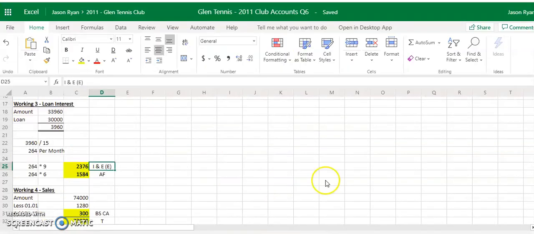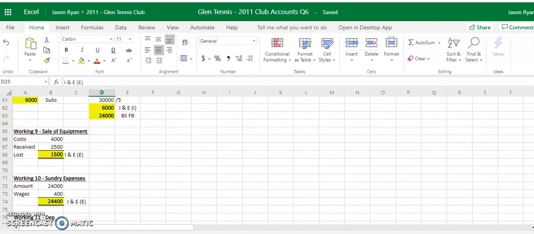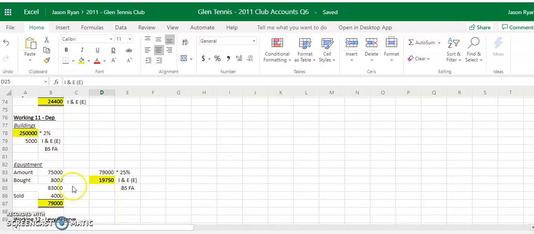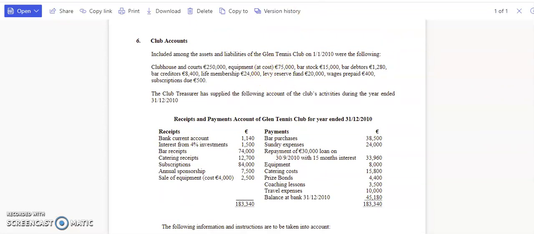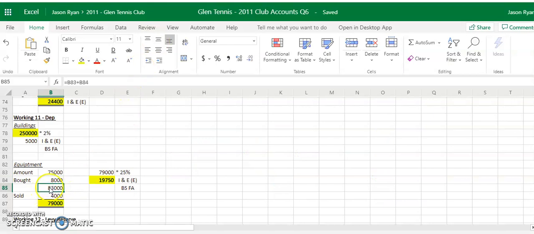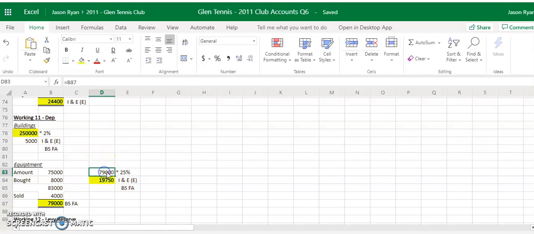So the working for your equipment is here. So it's 75,000 at the start. We bought 8,000. So you're going to add those two together to give you 83,000, and then we sold equipment then of 4,000. So the value of our equipment is 79,000. That will go into your balance sheet as your fixed asset. So 79,000 multiplied by 25%, so it's 19,750. That will go into your income and expenditure account, and will also go into your balance sheet as a fixed asset. And we'll look at that later on.